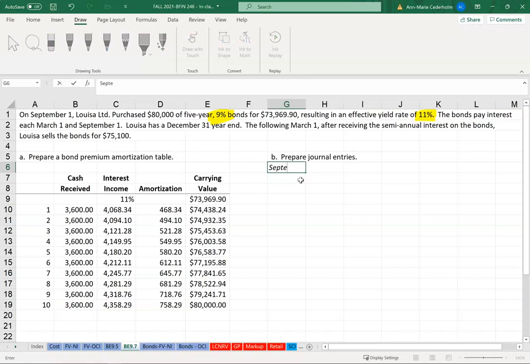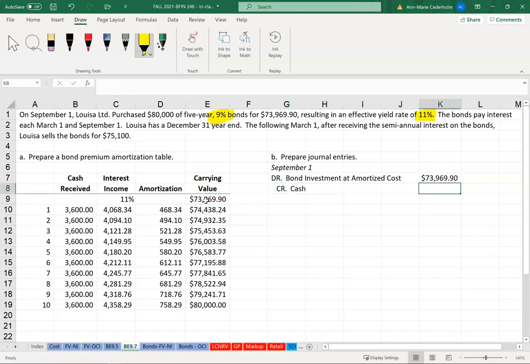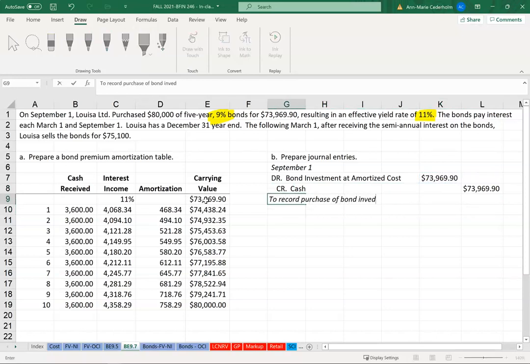So on September 1st, I'm going to debit my bond investment at amortized cost, and that's going to be for my 73,969.9. So that's me putting it on the books. And then I'll credit cash. And I'll just say to record purchase of bond investment.